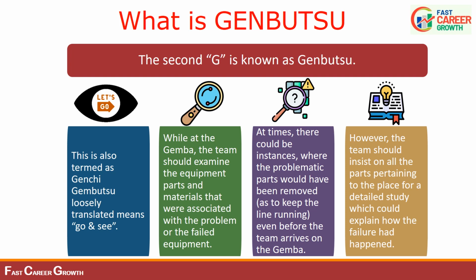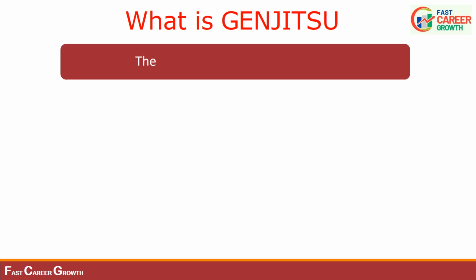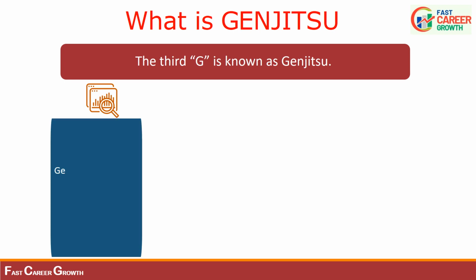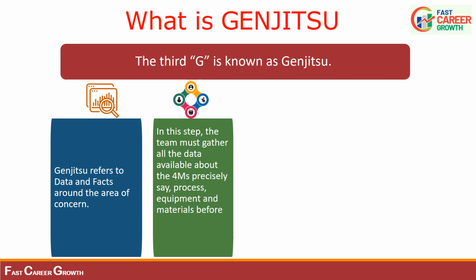Next, what is GENJITSU? GENJITSU, the third G, is GENJITSU. GENJITSU refers to data and facts around the area of concern. In this step, the team must gather all the data available about the 4Ms, precisely say, process, equipment and materials, before and after the condition of the problem.